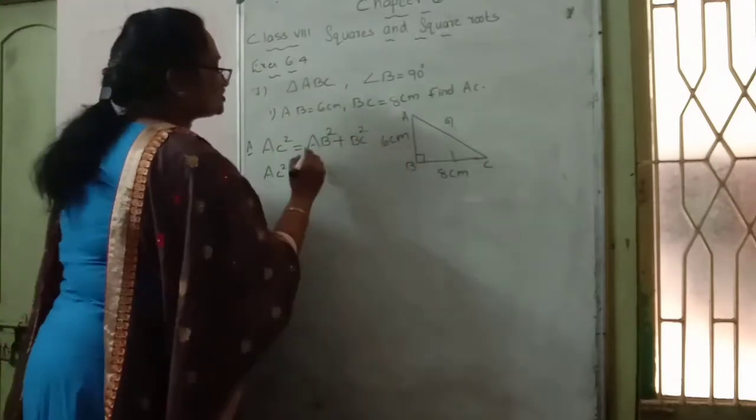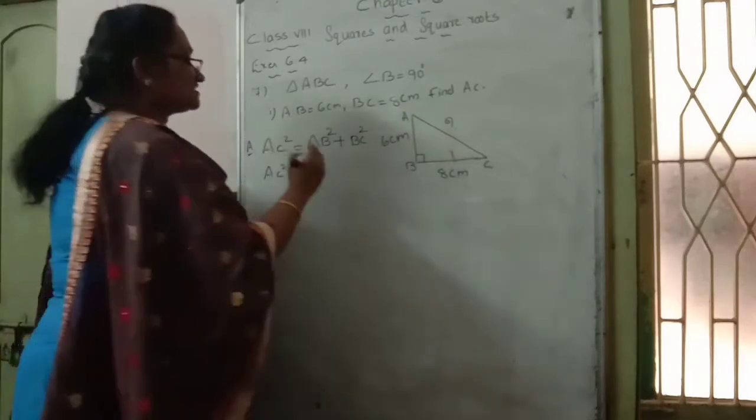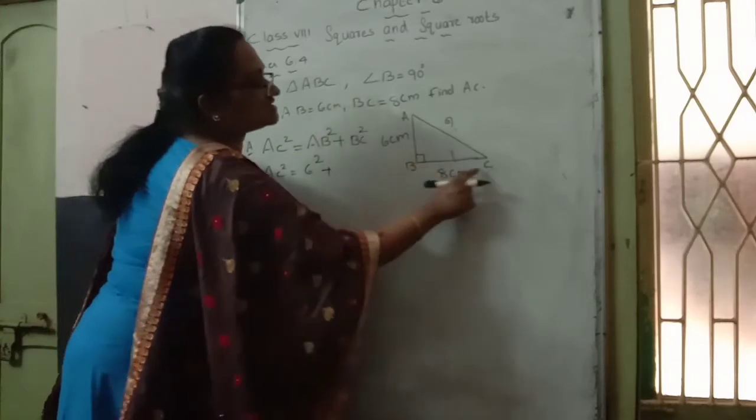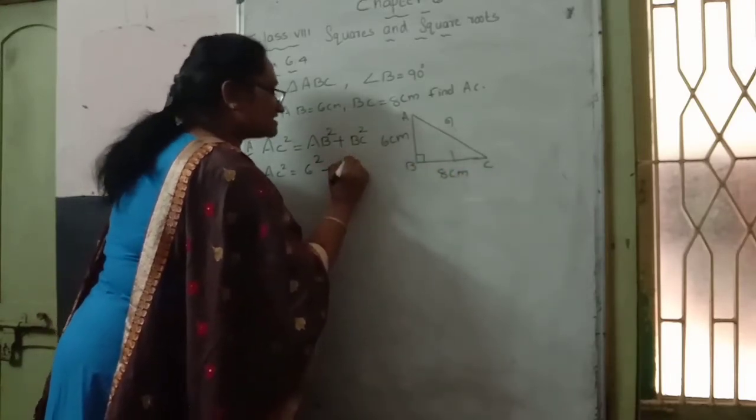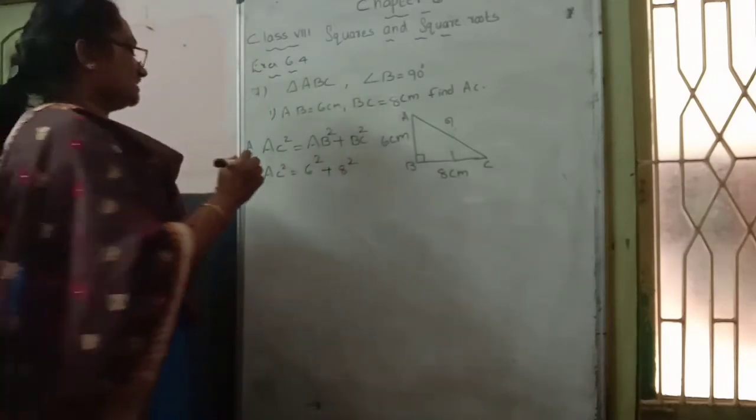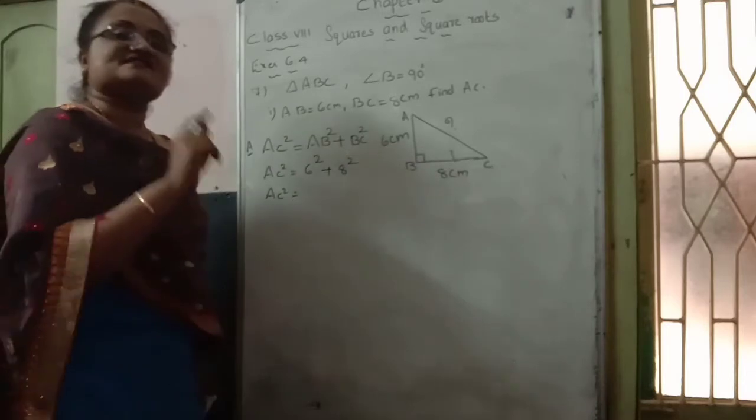How much is AB given? 6. So AB squared is 6 squared. How much is the BC side? 8. That means BC squared is 8 squared. Calculating, AC squared equals 6 squared, which means 6 times 6.